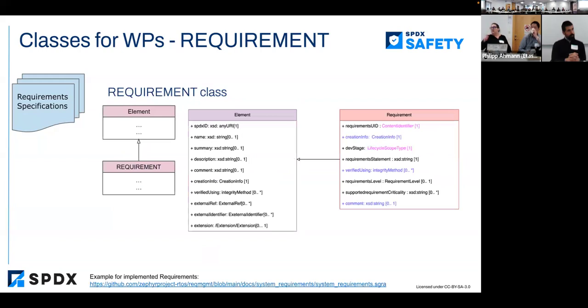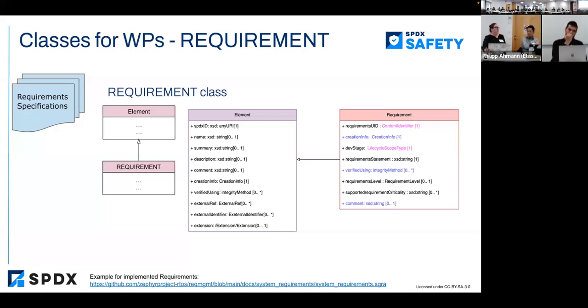And then decided in the end that requirement needs to be derived from element, because element already has a lot of stuff that we can use. And then come up with some different things that are add-ons to the requirement. Like what we can reuse is we need a unique ID, but SPDX, the element, already comes with a unique ID, so we can use that.